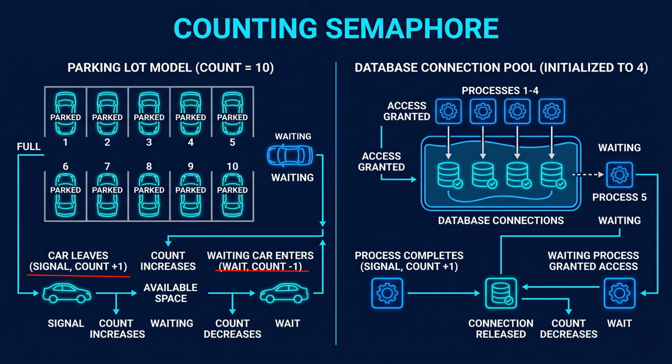Consider a computer system with 4 identical database connections available in a connection pool. Many processes may need access to the database. A counting semaphore can be initialized to 4. The first 4 processes get access immediately. The fifth process waits until one connection is released. When a process completes its database work, it signals the semaphore and another waiting process gets its turn. This prevents overloading the database and keeps resource usage controlled.